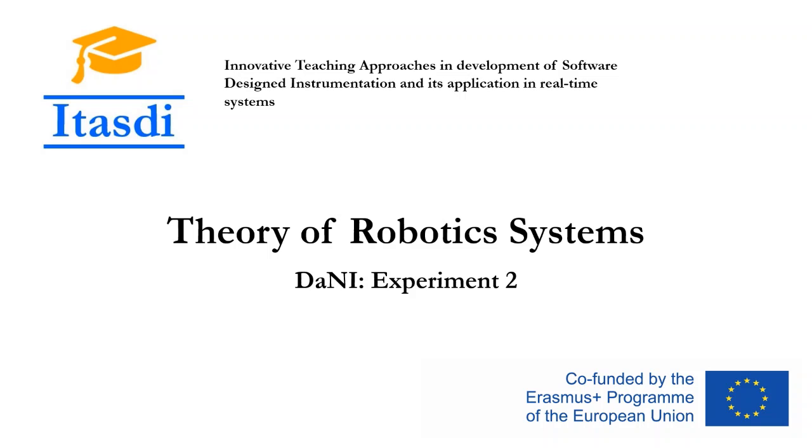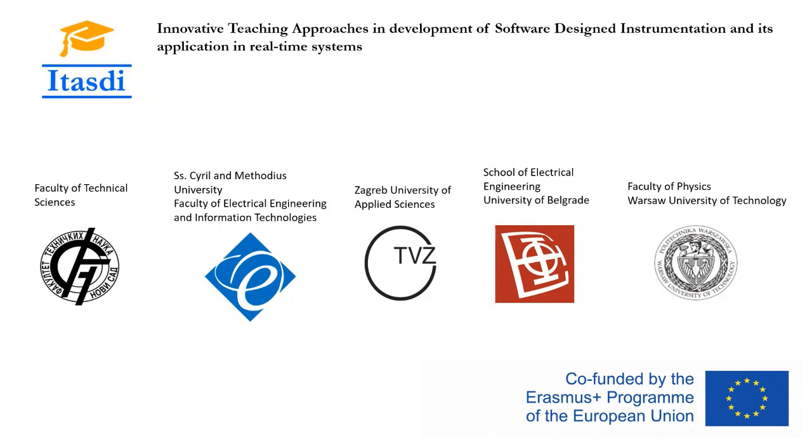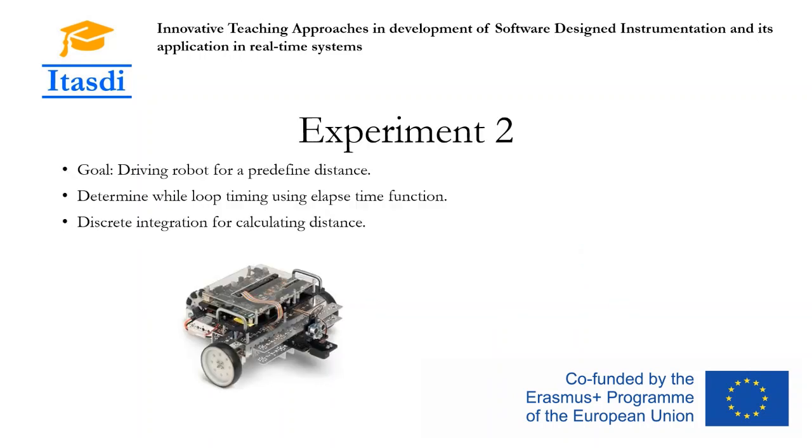Hello once again. In this video I will show you how to measure the travel distance of a robot. We will drive a robot for a predefined distance, and we are going to use a while loop timing to determine the driving distance.